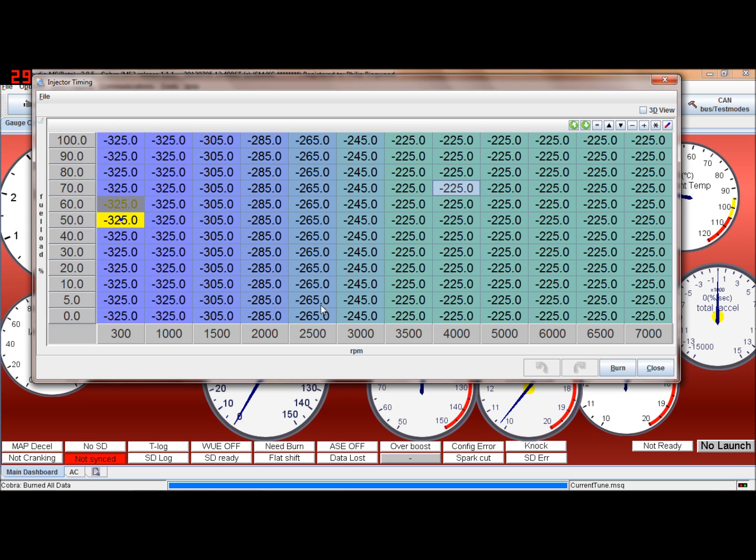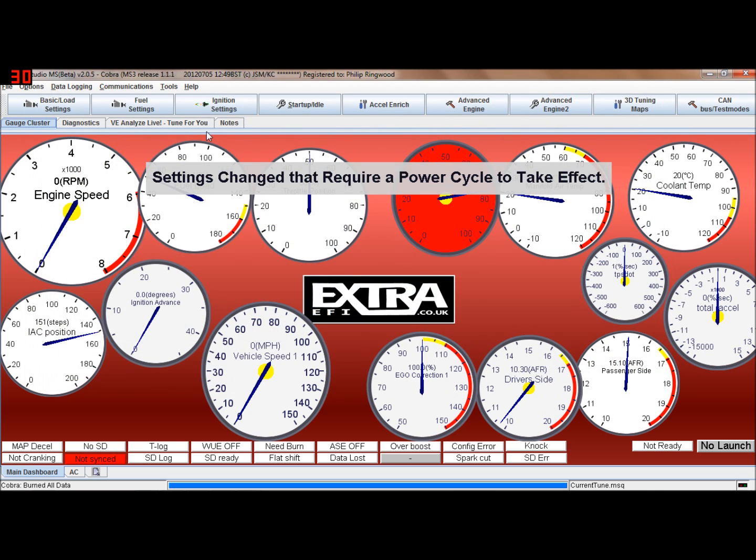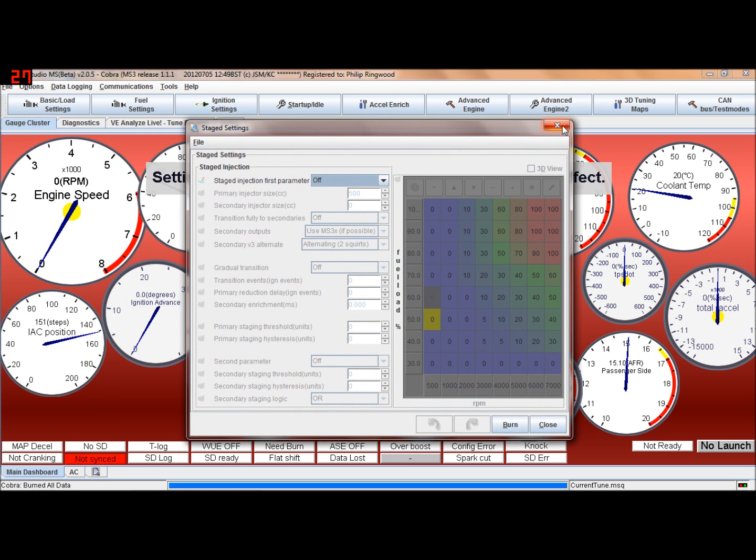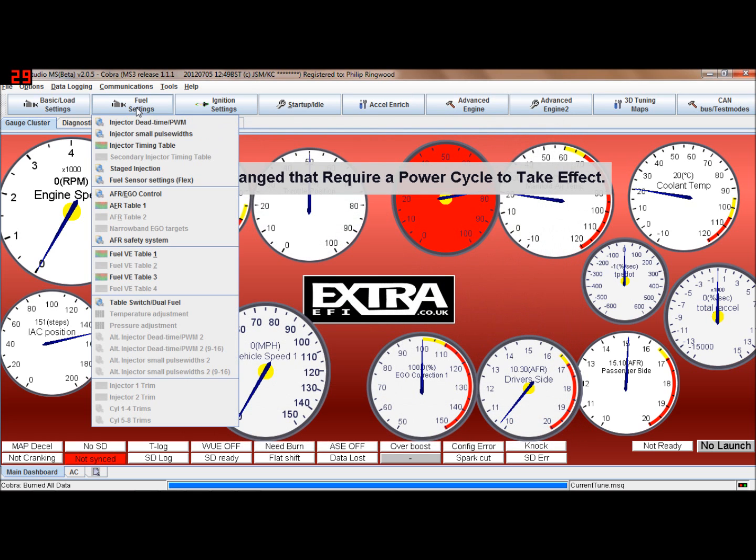But I've played with this on a dyno at length, and I've done all sorts of different values, and none of it made any difference to power whatsoever. So it's all about fuel efficiency as opposed to power. Stage injection, that's something we'll just leave that off for now.